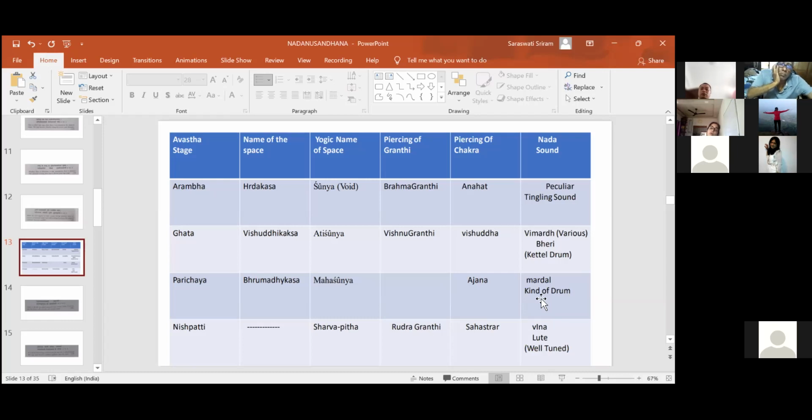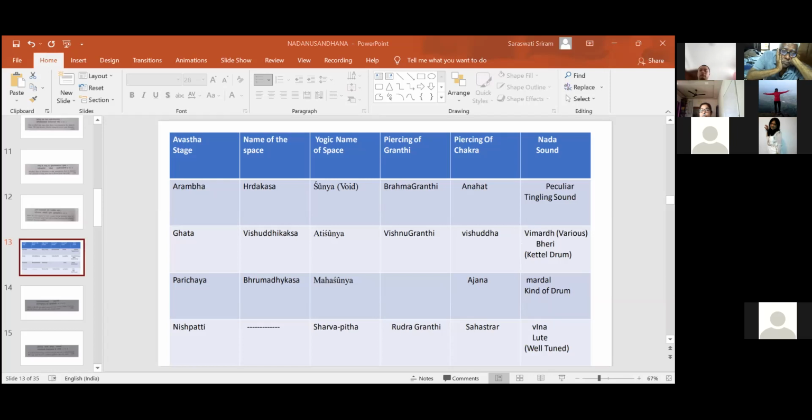I said you always remember all the sounds which they play in the temple during the Aarti. All those sounds will be heard inside, but in a proper order, in a proper sequence. That is the only difference. Then next, this Mridanga will be heard inside.